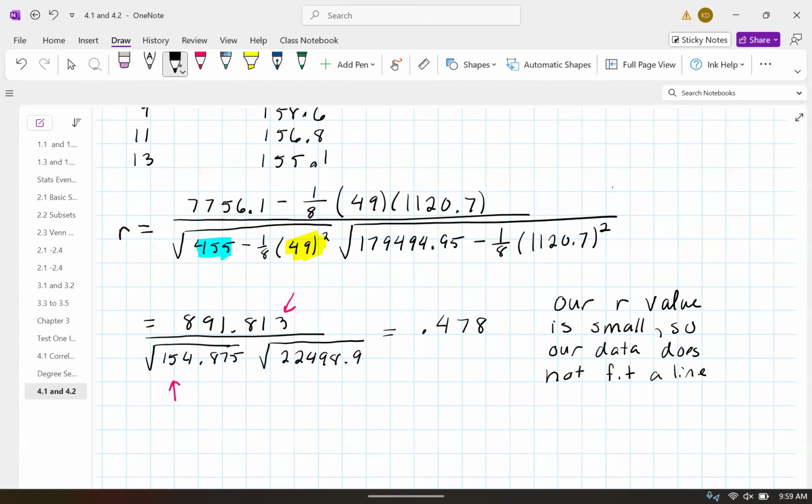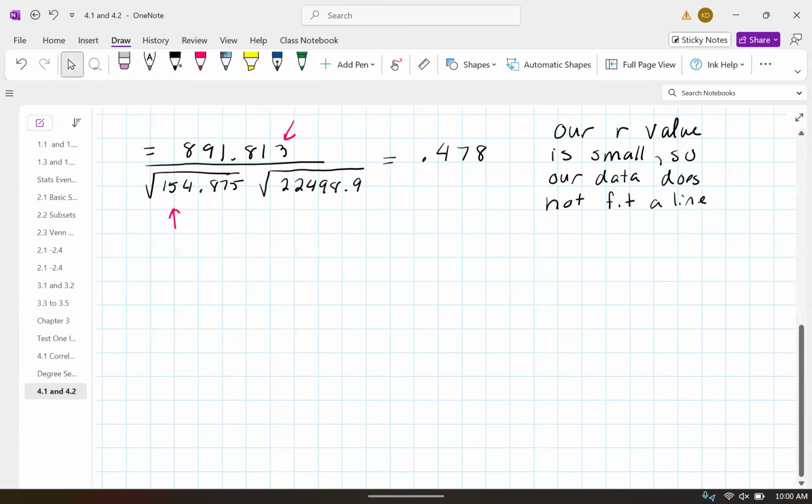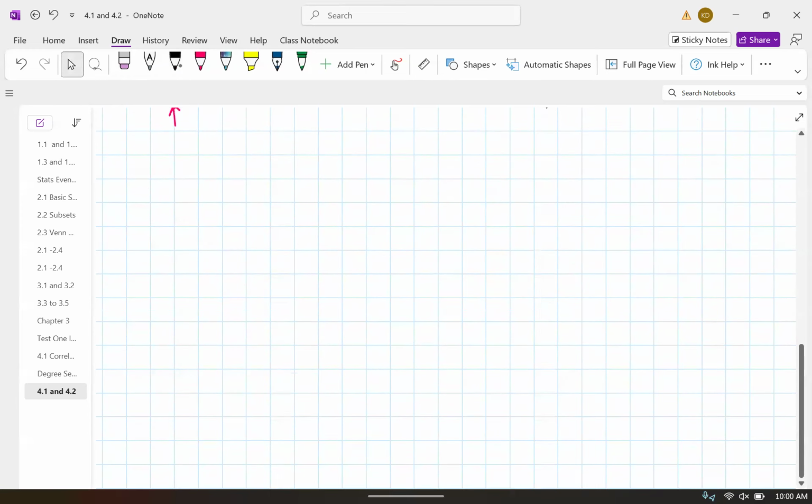Okay, that is the stuff we did last time, just to kind of bring that back. We'll bring this up again as we go. So the next piece is our least squares regression line.